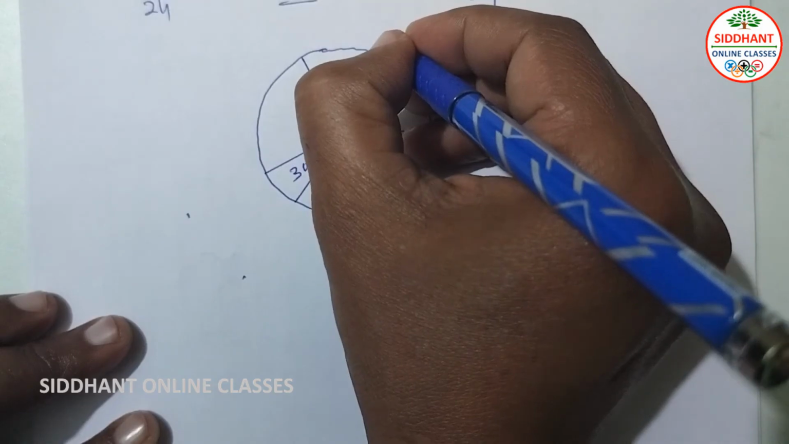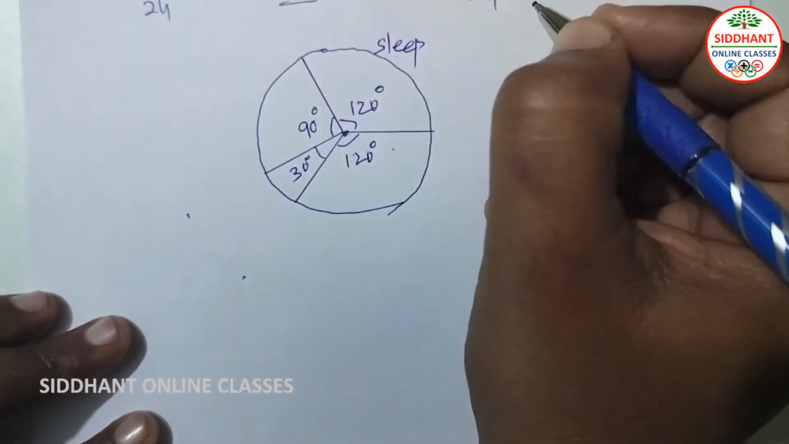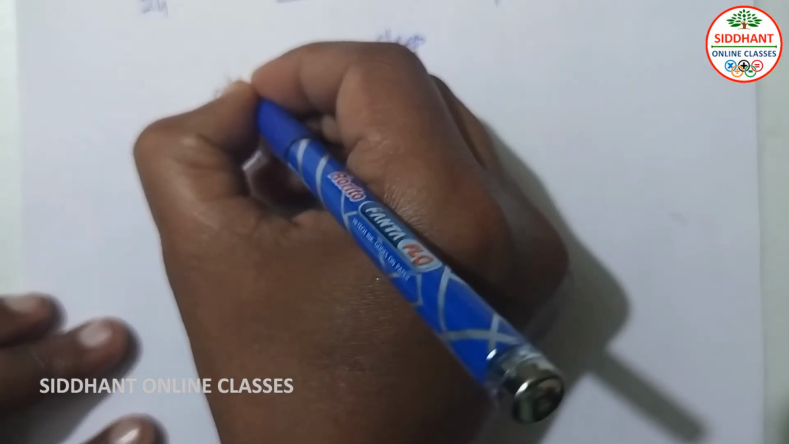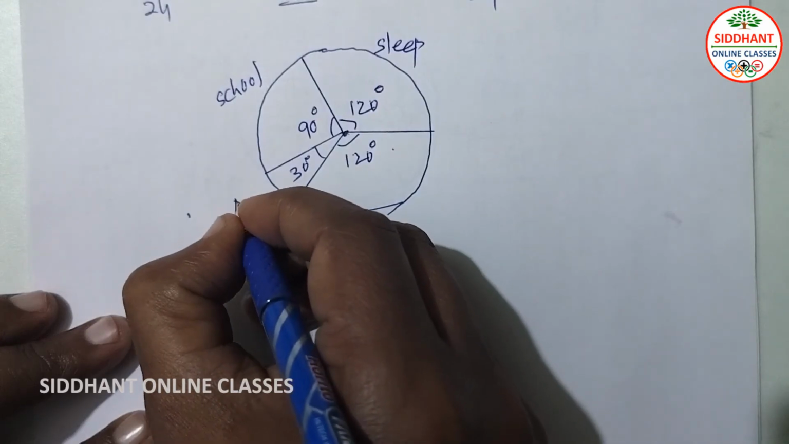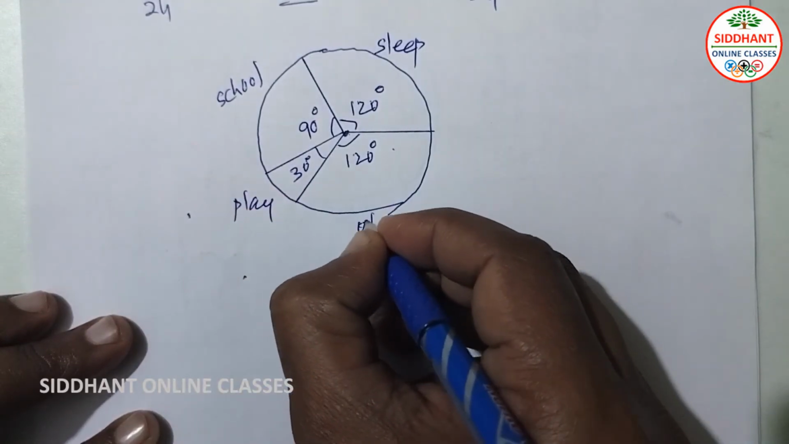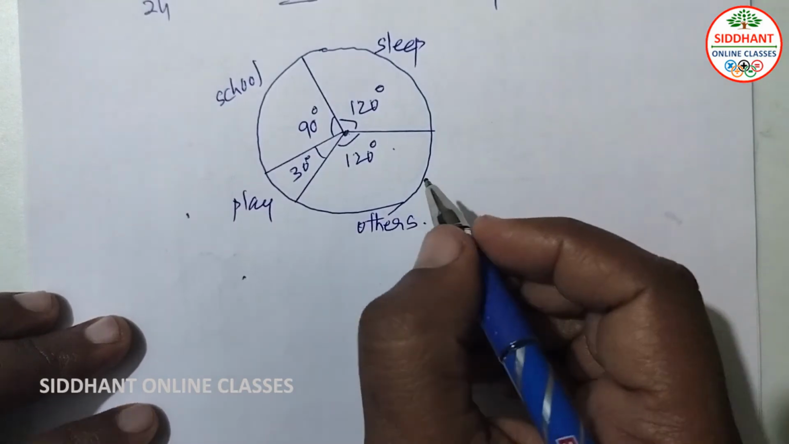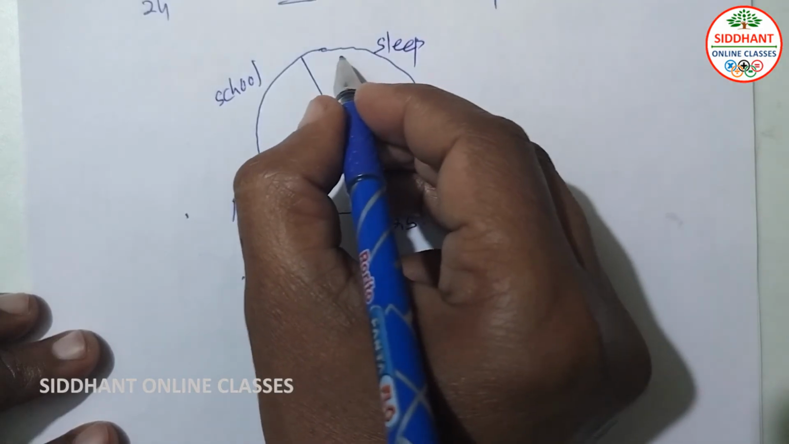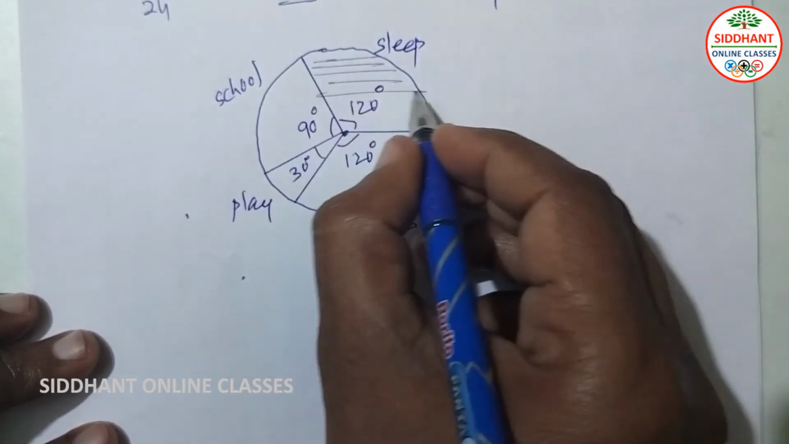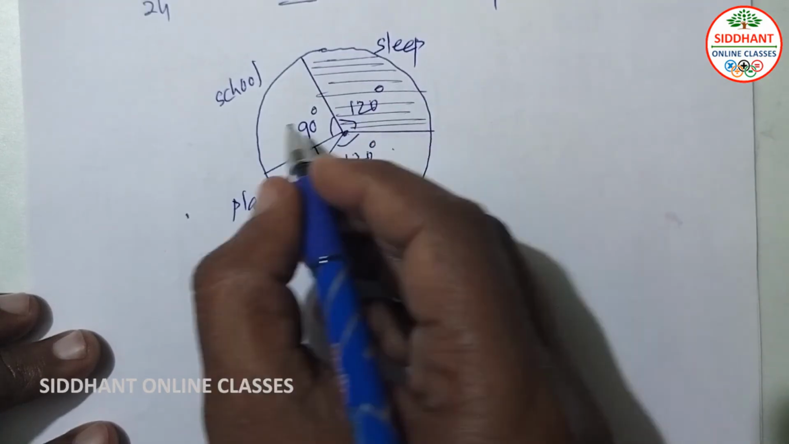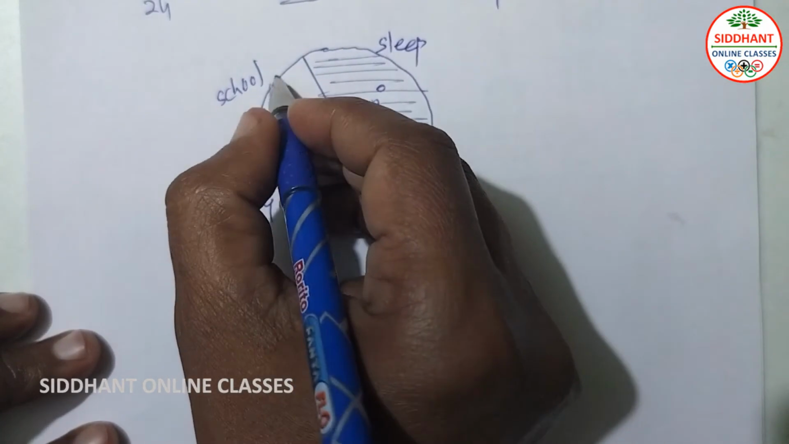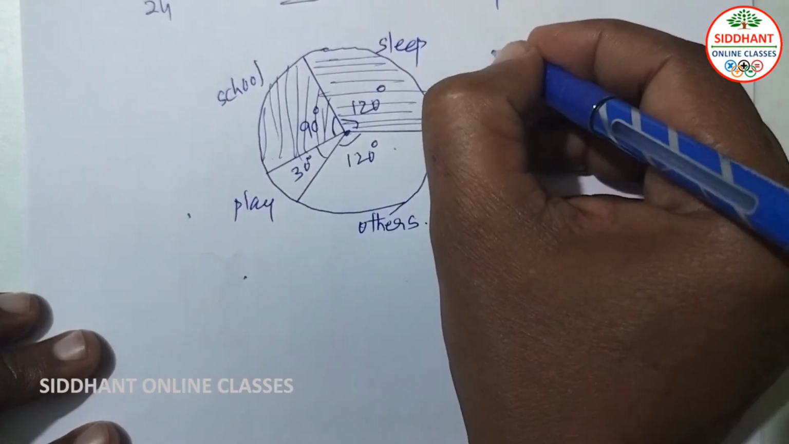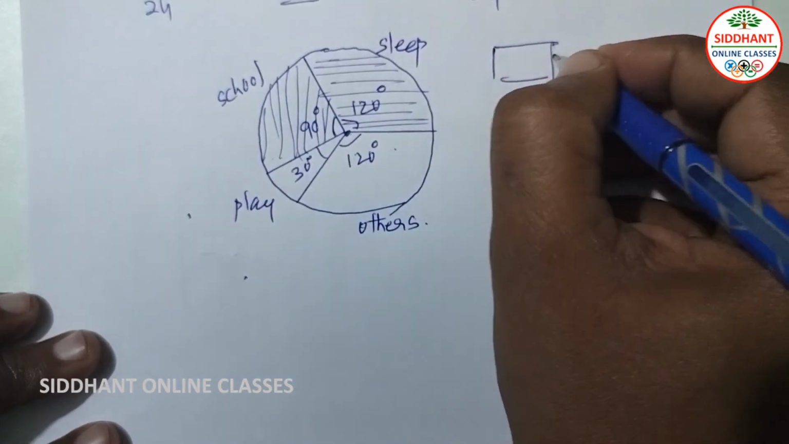So here 120 represents sleep, 90 degrees represents school, here 30 represents play and here others. So for differentiation you can shade the area. Like for sleep we can draw vertical lines here, horizontal lines. For school, if you want to differentiate, keep vertical lines here. In this way we make a diagram.